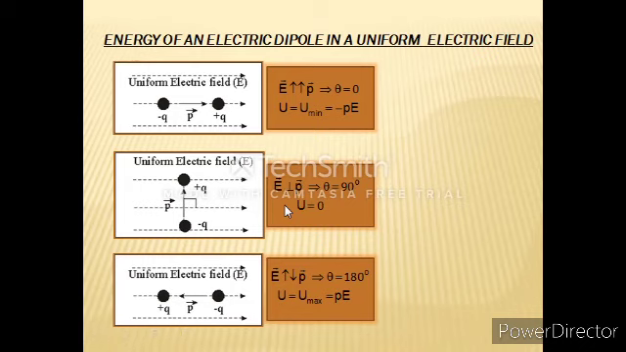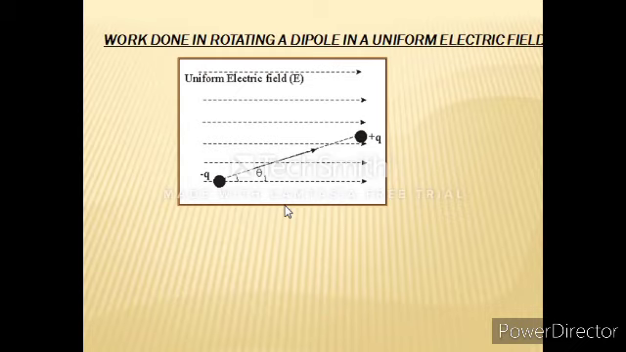Now let's see what its use is. Whenever we are making a dipole turn through a certain angle, work has to be done against the electrostatic force, and we'll derive the formula for that work done. We'll not derive it directly, rather we'll express it in terms of energy.